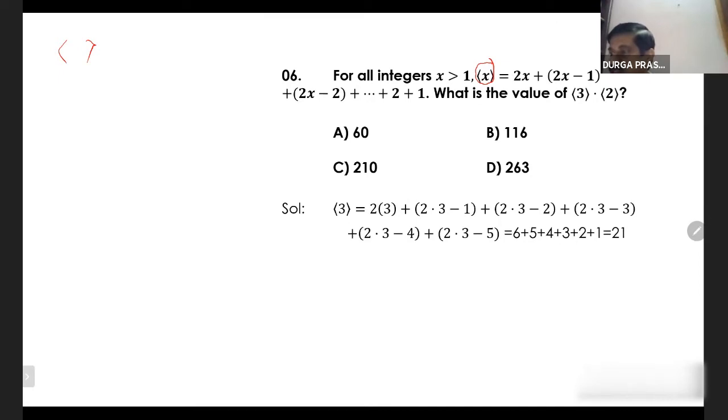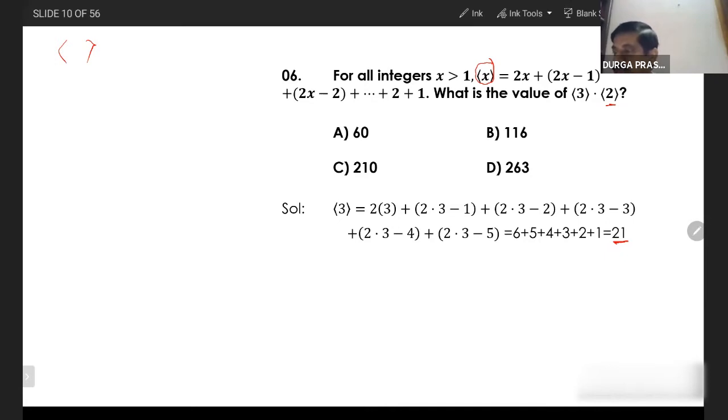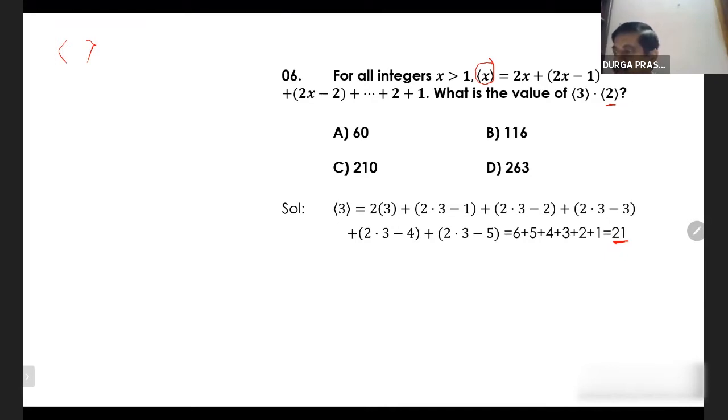1 to 2x means if x is 3, then 2 threes are 6. Starting from 1 to 6 we have added, so we got 21. Next, this 2: 2 twos are 4. So up to 4 we should add everything. 1, 2, 3, 4, you will be getting 10.